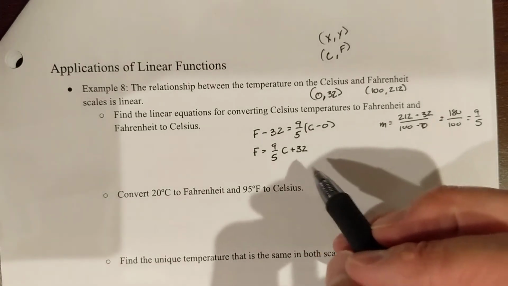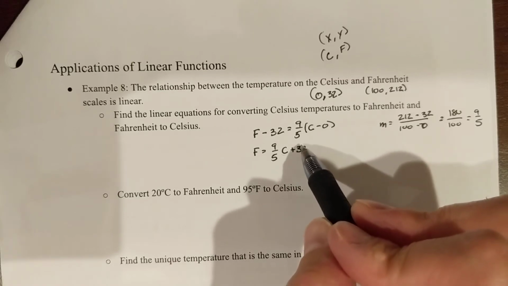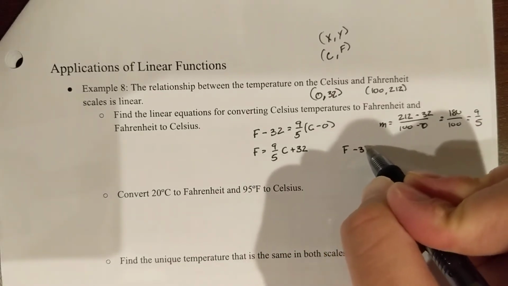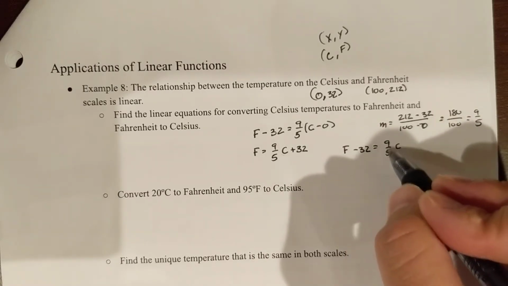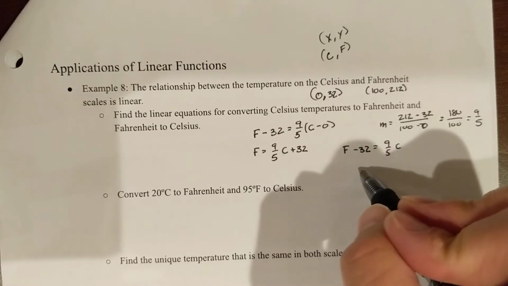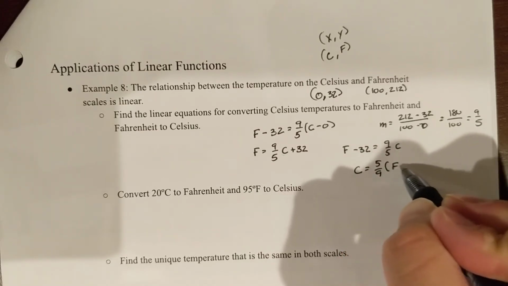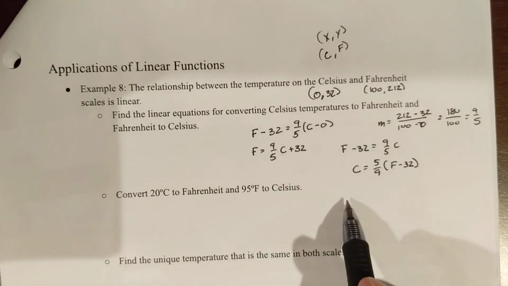Now to get the other way, the other equation, I need to solve for c, so that's going to take 2 steps. I'm going to subtract the 32 across, so f minus 32 is equal to 9/5 c. Now to get rid of a fraction, you multiply by its reciprocal. So c is going to equal 5/9 times f minus 32. So those are my two equations.